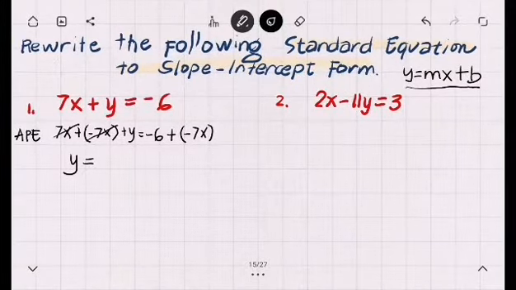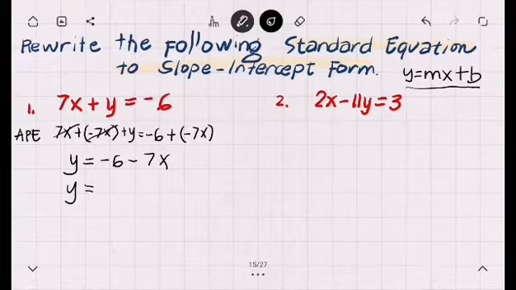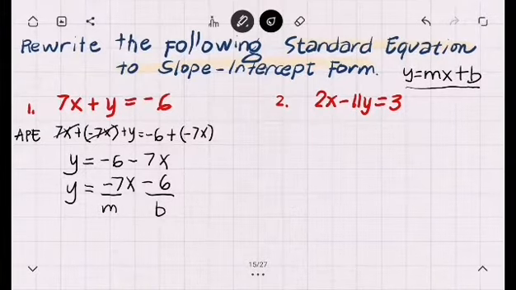So, ang nasa right side, so we have negative 6, plus positive times negative is negative 7x. Okay. So, pwede na nating i-rewrite yung ating equation as y equals negative 7x minus 6. Kung saan, yung negative 7 yung ating m, and then yung negative 6, ito naman yung ating b o yung ating y-intercept.